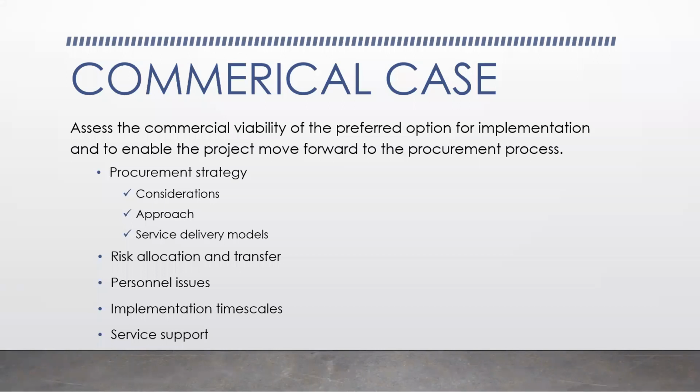Right, your commercial case, you're trying to look at the commercial viability of the option that you've chosen. Your economic case, you're looking at the different options that you have. Now that you've looked at the different options and you've guessed which one you're most likely going to go for, your preferred option, now you're trying to look at this. Is this commercially viable? Are you even going to be able to fund this as an organization? How are you going to buy whatever it is you need to buy? What's your procurement strategy? Is there even a procurement strategy at all? Where are you going to buy it from?